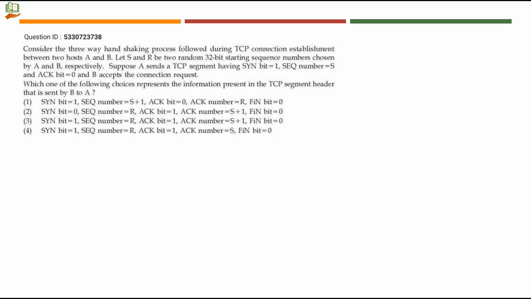Which one of the following choices represents the information present in the TCP segment header that is sent by B to A? The connection establishment in TCP is actually called the three-way handshaking process. So that is what they have mentioned in the very first line. They have given two hosts A and B. What is this SYN bit? This is actually to initiate a connection establishment request. So when the bit is set, it means a request is initiated.